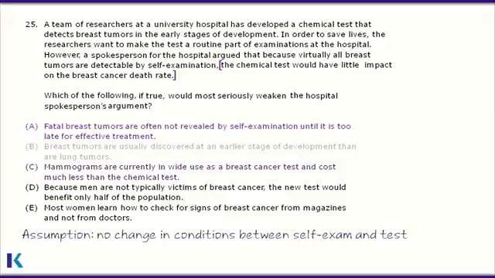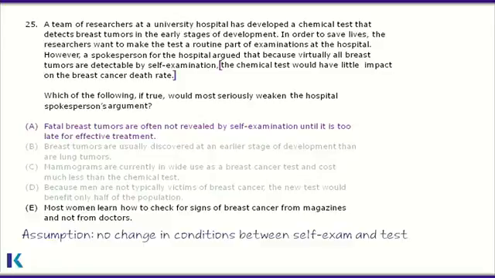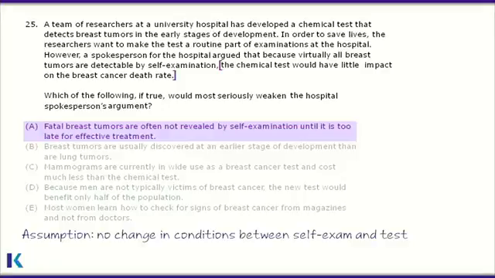C says mammograms are currently in wide use as a breast cancer test and cost much less than the chemical test. Well, the topic of mammograms is irrelevant. D says because men are not typically victims of breast cancer, the new test would benefit only half the population. Well, the topic of men is also irrelevant. And E says most women learn how to check for signs of breast cancer from magazines and not from doctors. Well, magazines are irrelevant as well, so A is the only one that is even within the scope of this question. It's also the one that weakens the argument, and it's the correct answer.